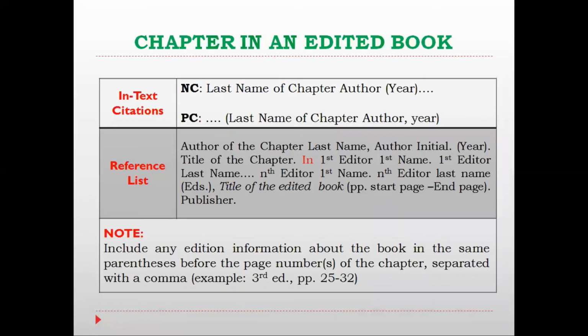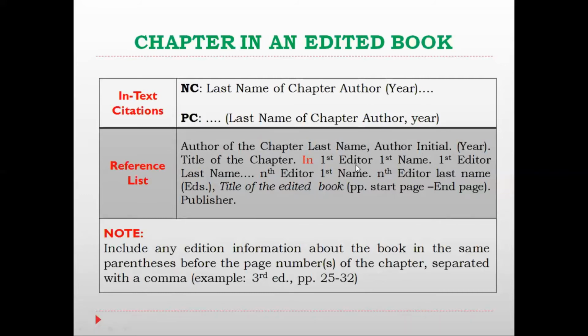All right. What happens next is, what if you take your work from a small chapter within an edited book? How do you cite that? You have to cite the last name of the chapter author, because different chapters are written by different authors. So you take the last name of the chapter author and the year. In the case of a narrative citation, the parenthetical citation will be the last name of the author and then the year of publication. Now in the reference list, this is how you have to do it: author of the chapter's last name, author initial, and the year of publication of the book, then the title of the chapter, and then don't forget, you have to mention the first editor of that book, first name initial.